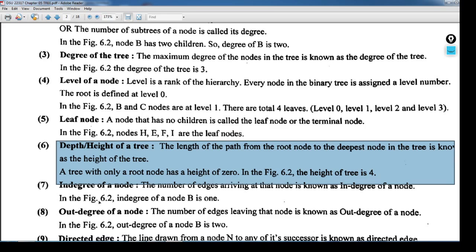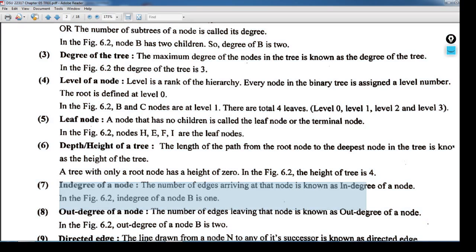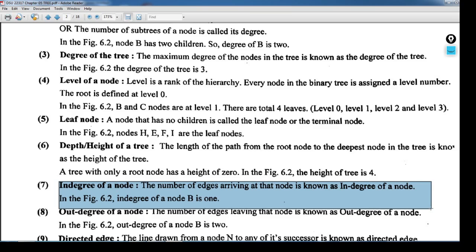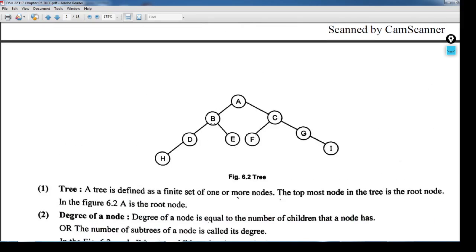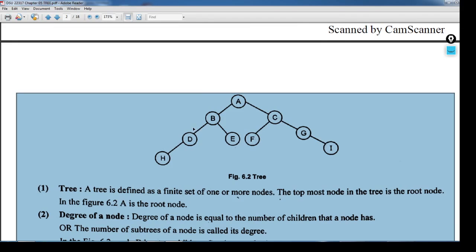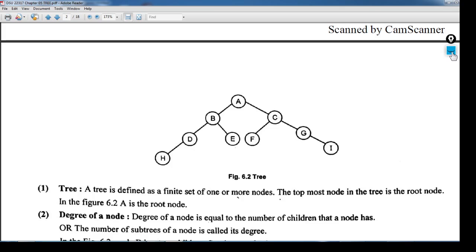Then we will see in degree of a node. The number of edges arriving at that node is known as in degree of a node. For example, the in degree of B is 1. The number of nodes arriving at B, right? So B arriving, right? These two are leaving. I will show you diagrammatically. The number of nodes arriving. This is called as arriving.